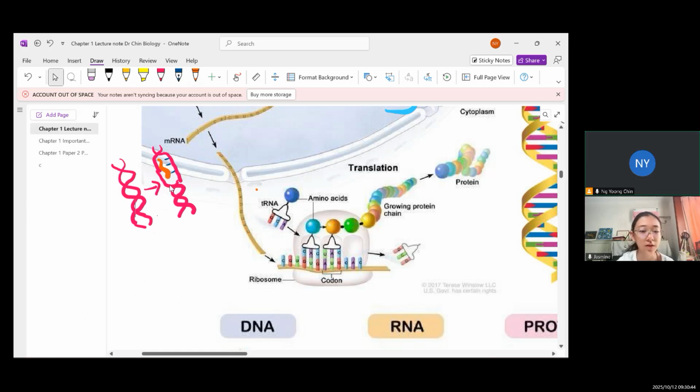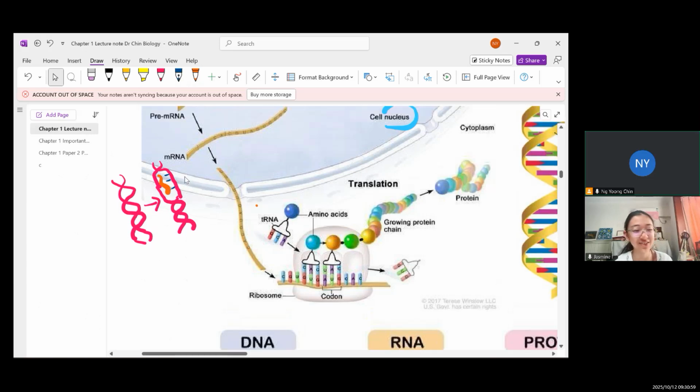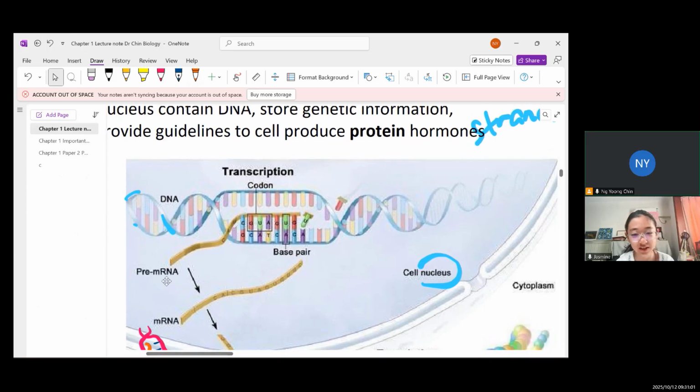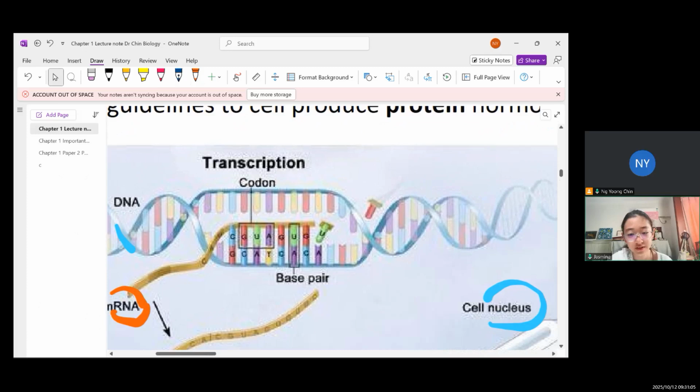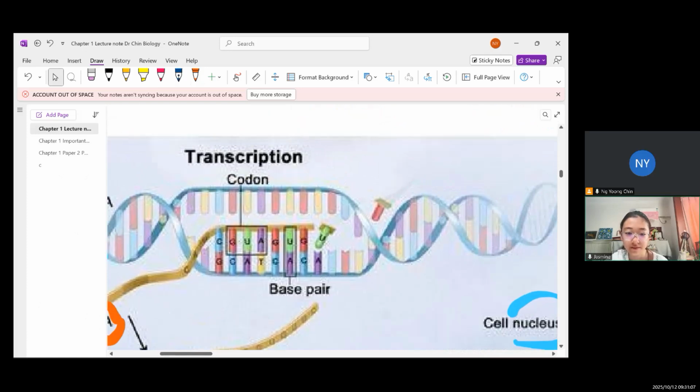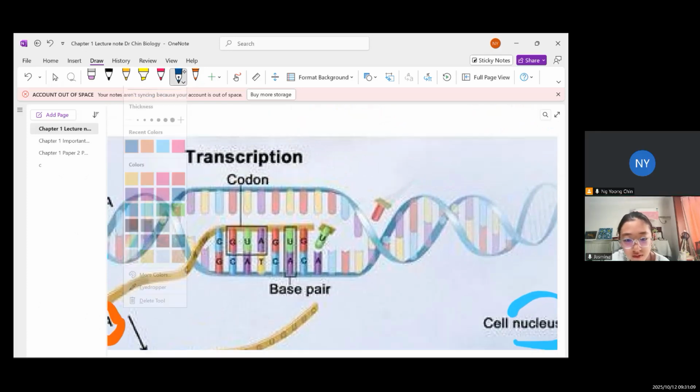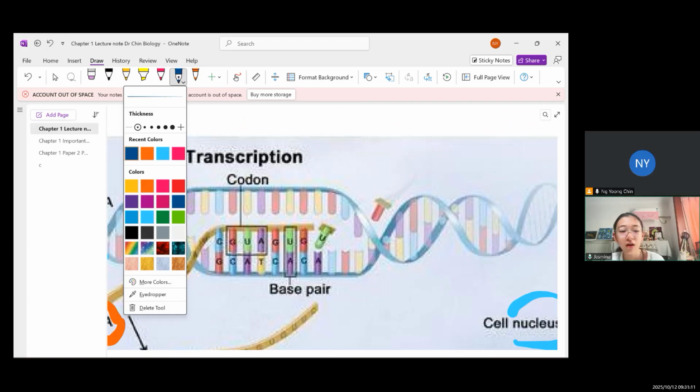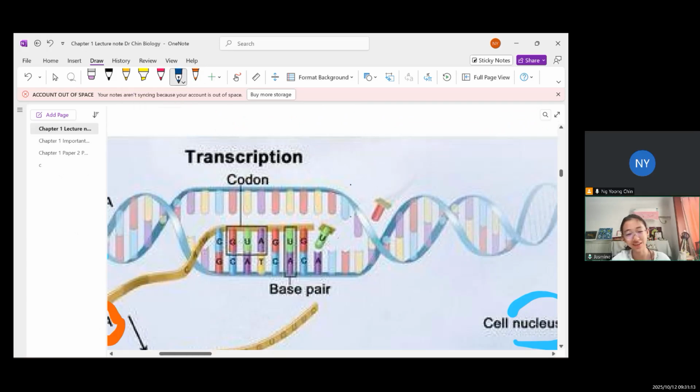So why do they need to produce RNA? It's because the RNA can help to copy. RNA is just like a copycat, because they just copy the information from the DNA. So why do they need to copy? You see, like this, this is the RNA. See, RNA, they form the base pairing.